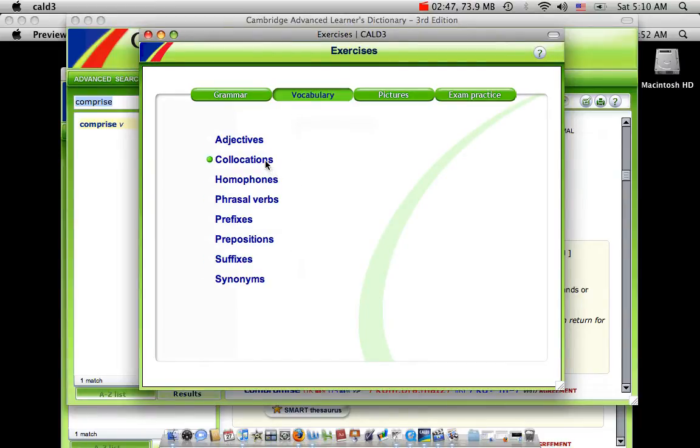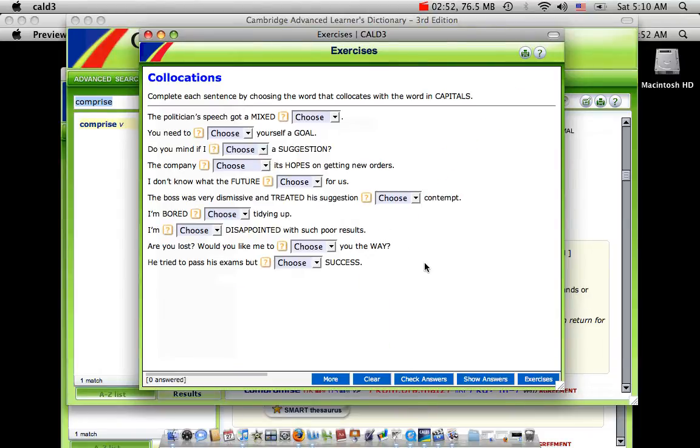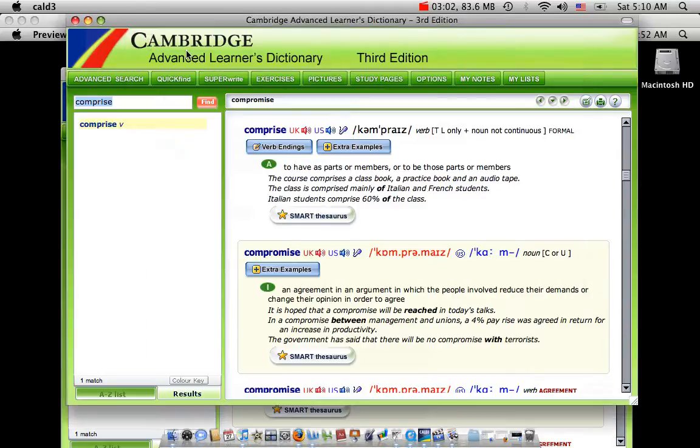Let's say I want to do exercises on collocations. I can see these sentences and I have to choose a proper collocation here, and I can actually check my answers here. So it is a pretty user-friendly dictionary.